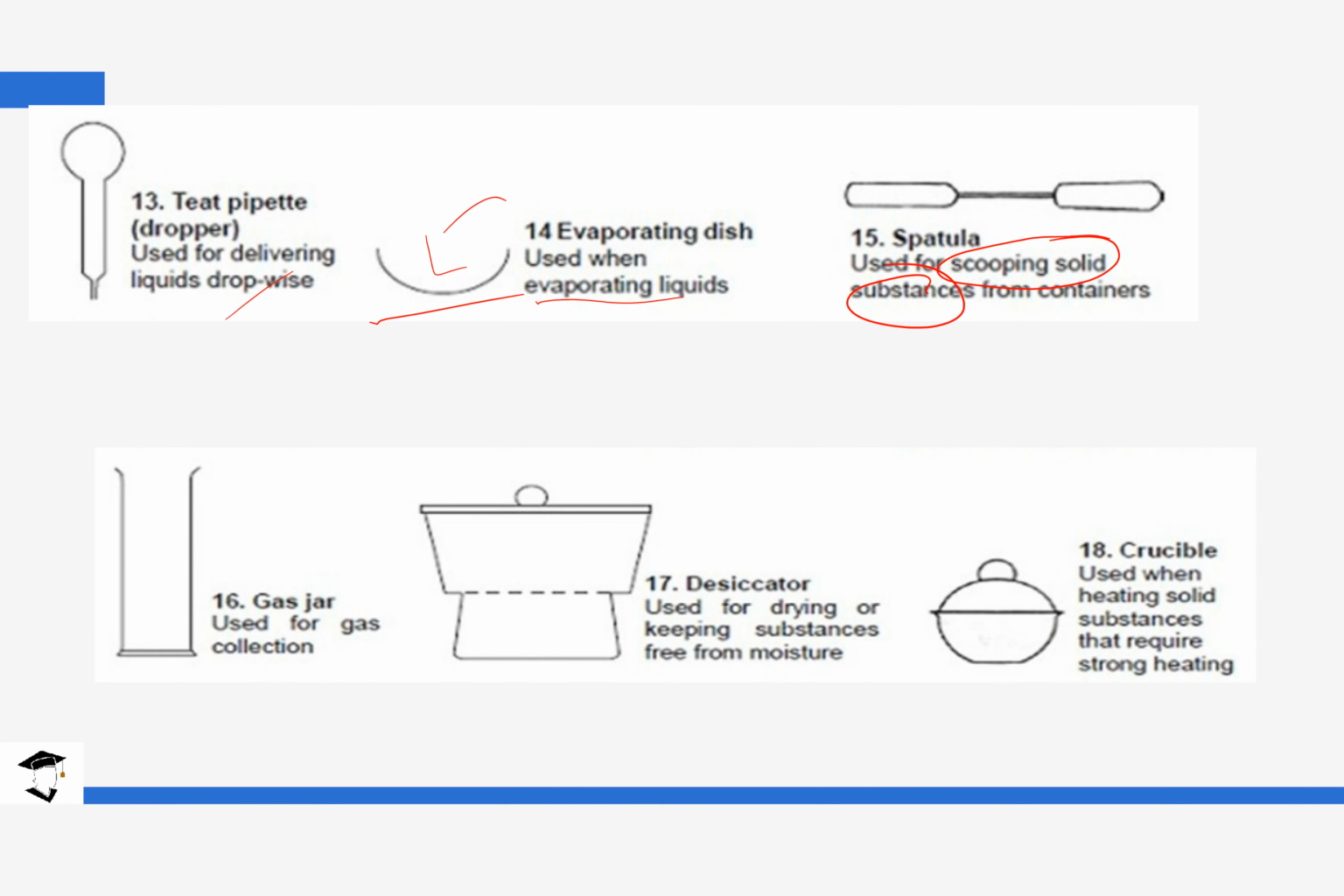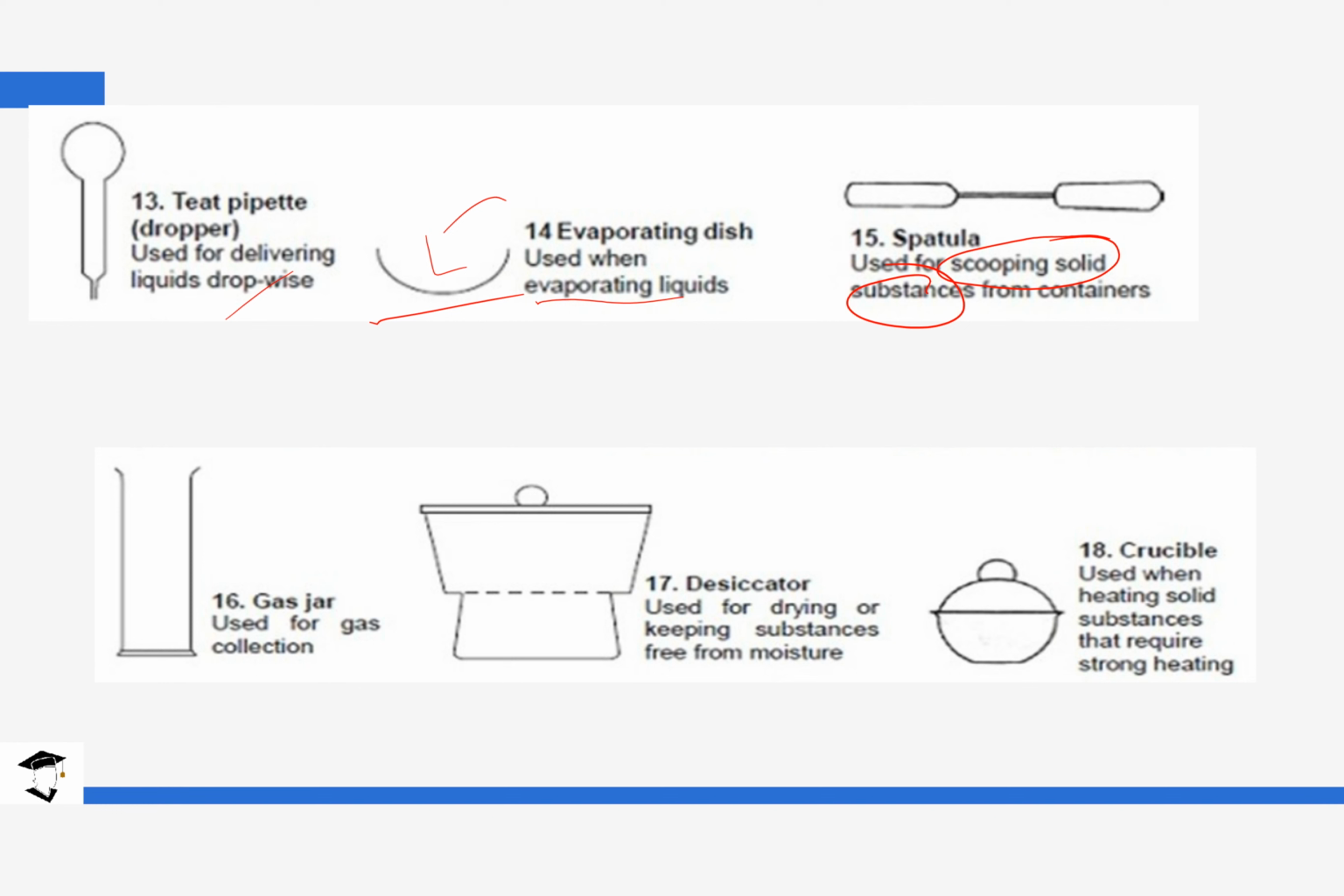We have the gas jar next, and desiccator and crucible. And the gas jar is used for collecting gases. We are going to discuss gas collection later, still in this topic, and we are going to note that we are going to be using the gas jar for that. So note the difference between the desiccator and the crucible.